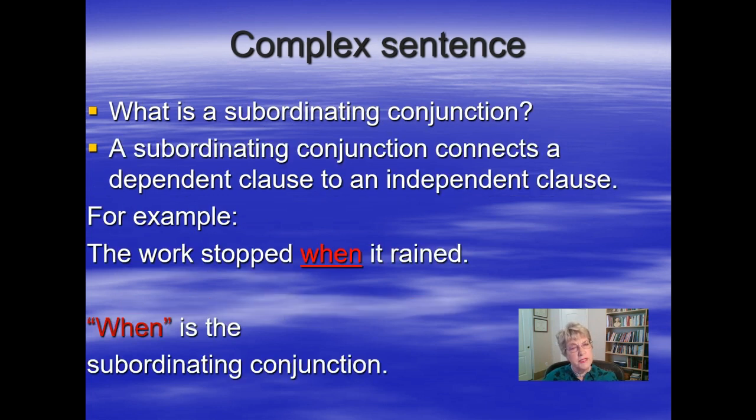Now, what is a subordinating conjunction? You know what they are. You've been using them your whole life. You just didn't call them that. A subordinating conjunction connects a dependent clause to an independent clause. For example, the work stopped when it rained. When is the subordinating conjunction.